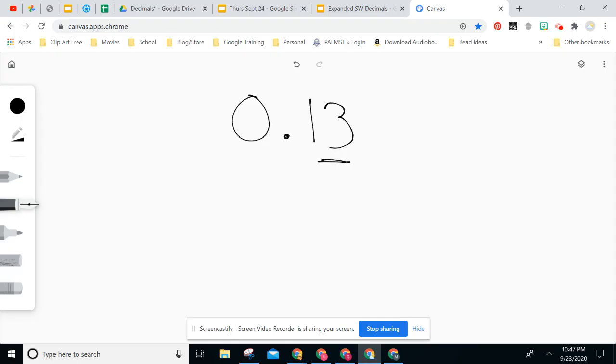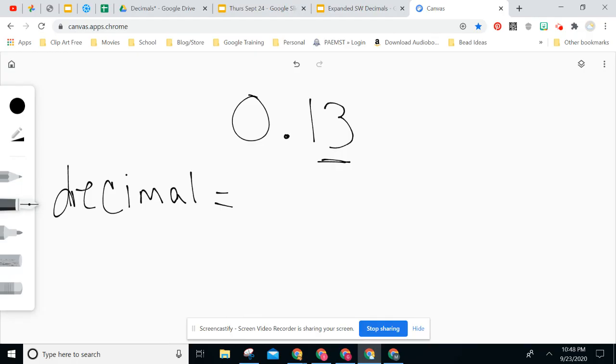Word form, how do you read this? 13 hundredths, and that's what you write in words. The only thing new is we're going to work with expanded form. Now I'm going to show you two ways of doing this. Some of you are using the decimal way, and then some of you are using it as a fraction. So I'm going to show you both, okay? So the decimal way of writing this number in expanded form.